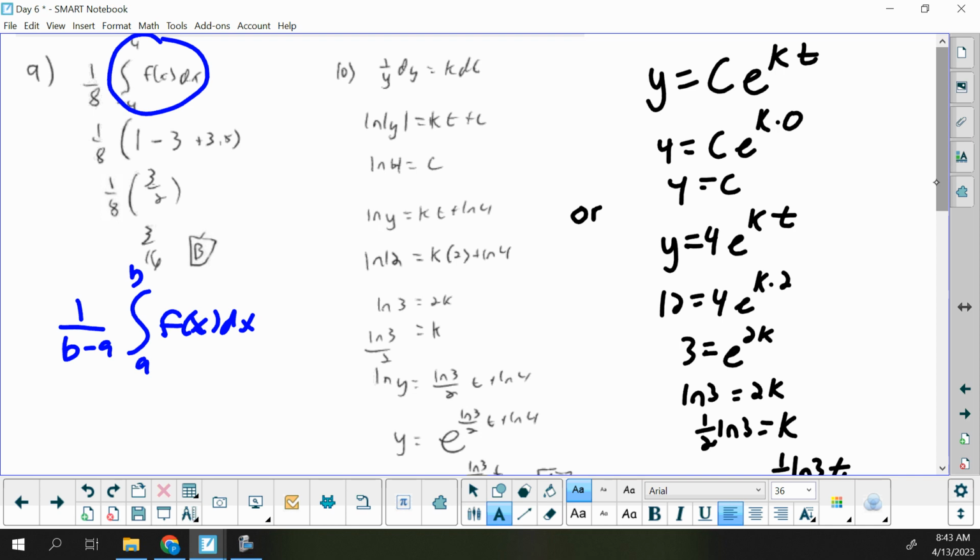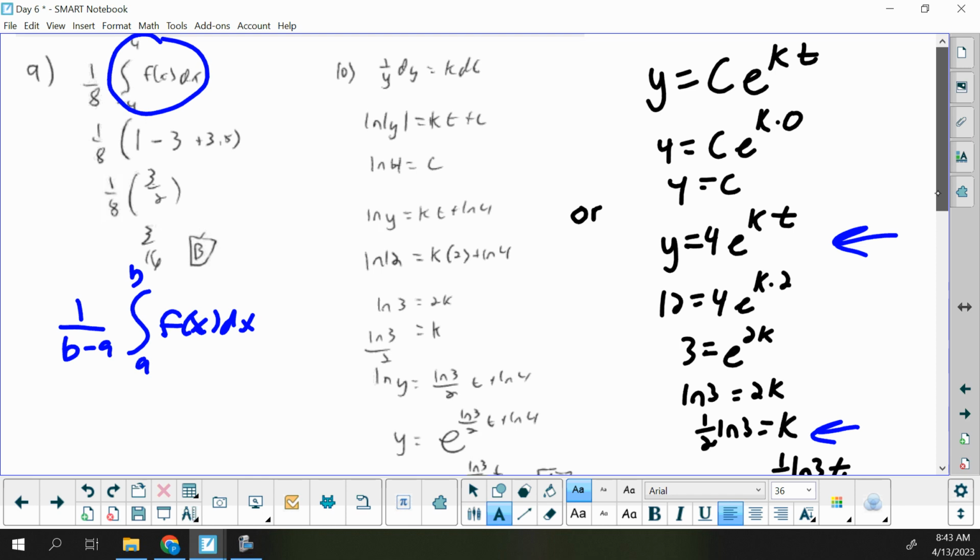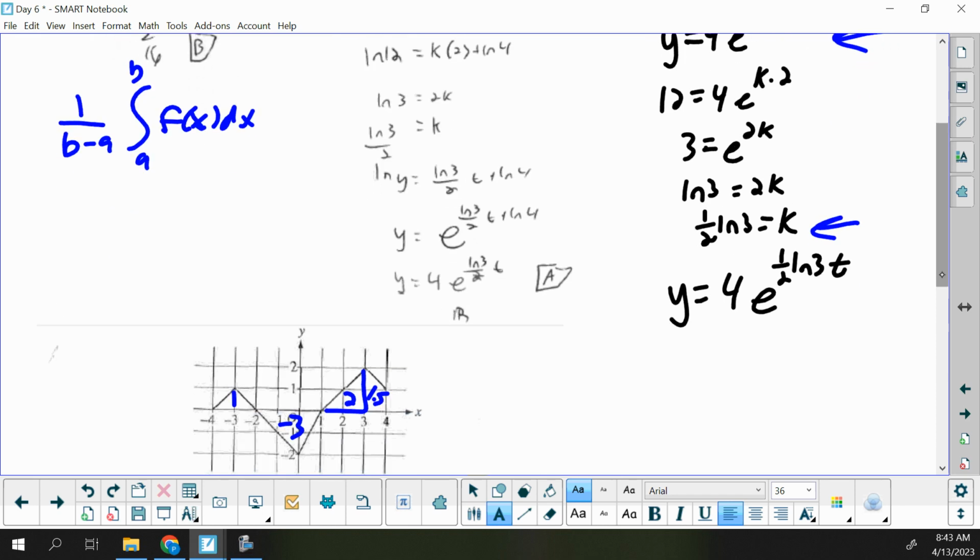So now just sub in your 0.04, you get c is 4. Now from here, sub in your 0.212, and you get that k eventually is 1/2 natural log of 3. So fill those in for c and k, and we've got our equation, which in this case looks like it is choice A.